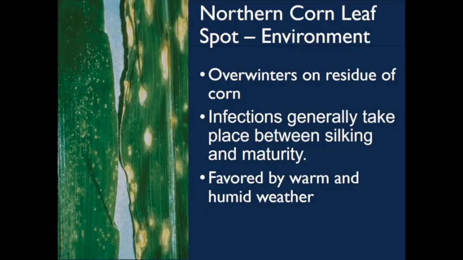The northern corn leaf spot pathogen overwinters on corn residue. Infections occur between silking and maturity. Warm, damp weather promotes the development of this polycyclic disease.